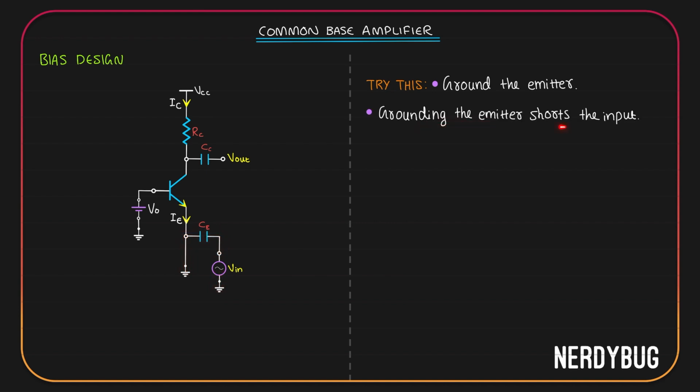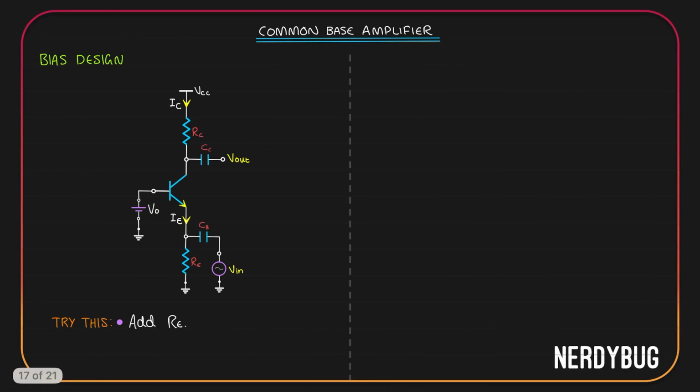Grounding the emitter shorts the input. So the effective input our circuit gets is 0. If input is 0, output is also 0, which means again there is no amplification. This is also not going to work. Let's try something else. We'll add a resistor at the emitter. Now the bias current can flow to the ground through a resistor. And since there is a resistor over here, V input is not being shorted. The resistor RE provides a path for the bias current.